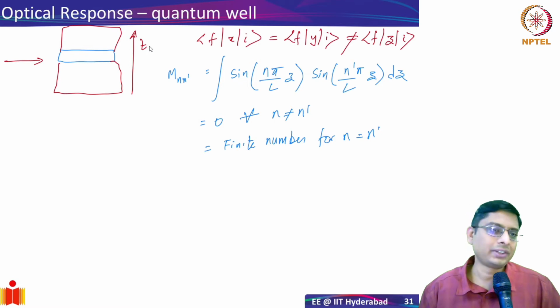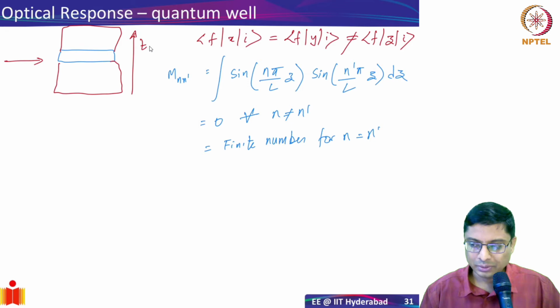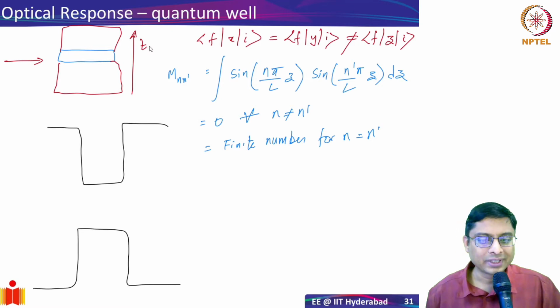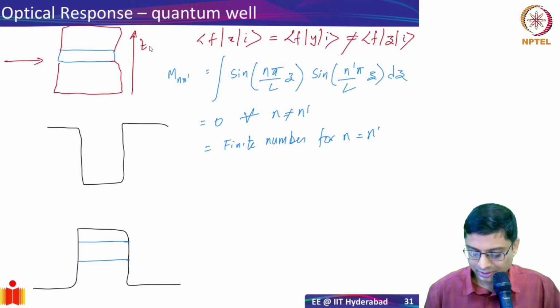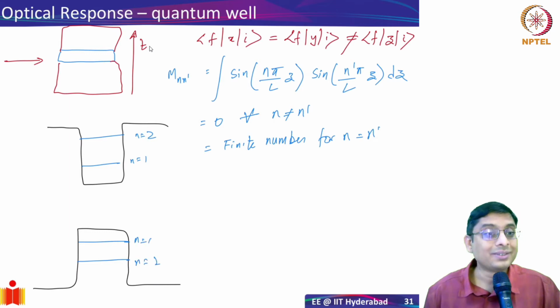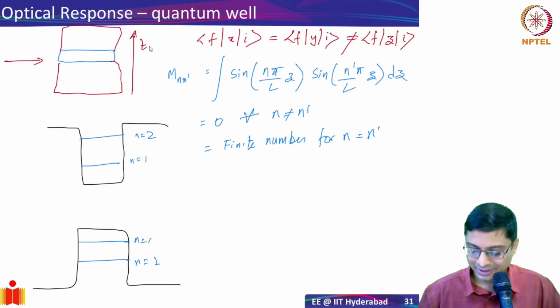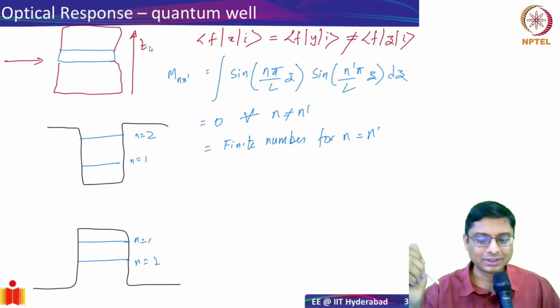So what this means is, if you have a quantum well and you have, let's say, a potential well like this, I'm just amplifying the barriers. Each of them is going to have some discrete levels. So there's going to be n equal to 1, n equal to 2, similarly n equal to 1, n equal to 2. Remember, for holes, the energy increases as you go down. That's why n equal to 1, 2 and so on for holes. For electrons, n equal to 1, 2 and it goes up higher.